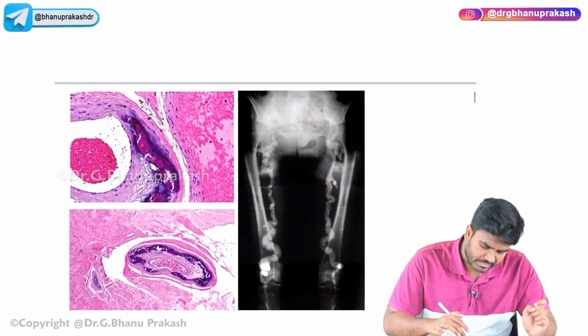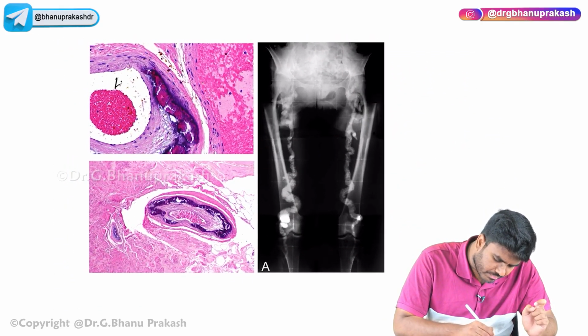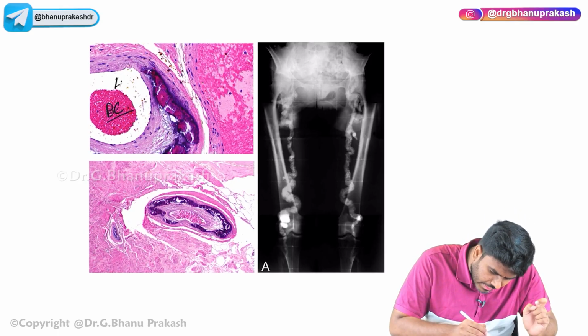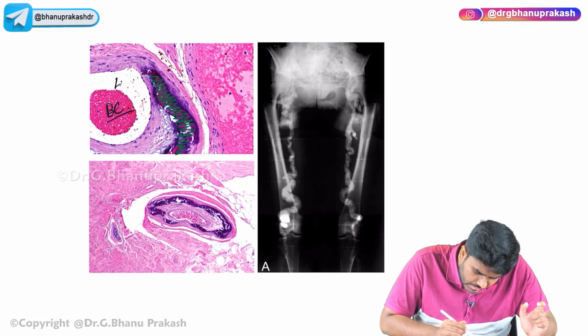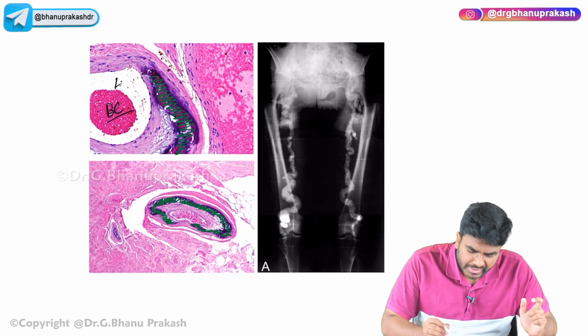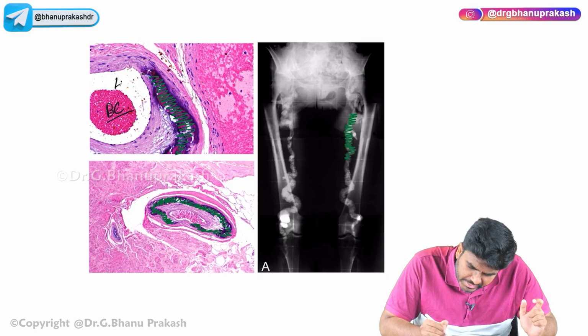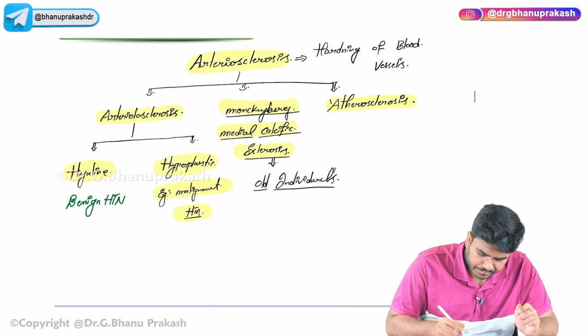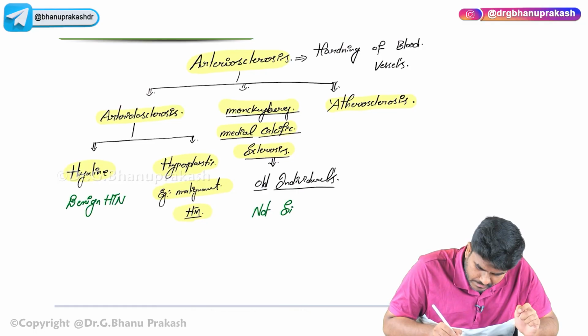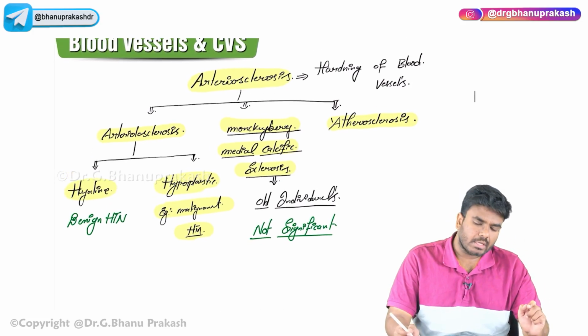If you look at this image, this is the lumen, and these are the blood cells. Now this is the area of the media, and you can very well appreciate the calcium deposition happening in the media. Even in this picture, the calcium is getting deposited within the media. So this is called medial calcific sclerosis. Whenever you take an X-ray, the blood vessels are showing this calcification. So this is Monckeberg medial calcific sclerosis and it is of no big significance, not significant clinically.